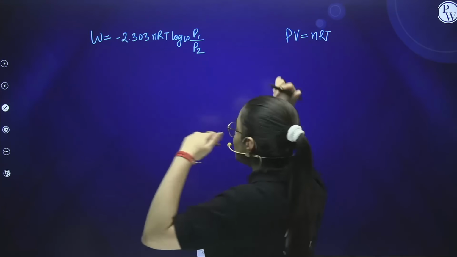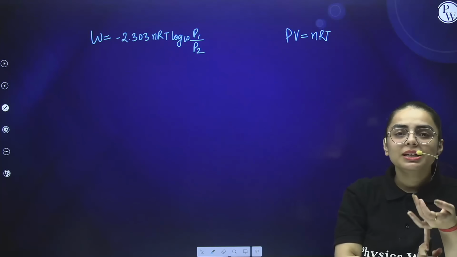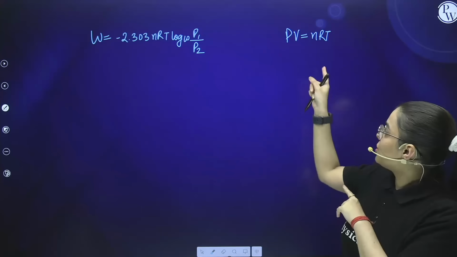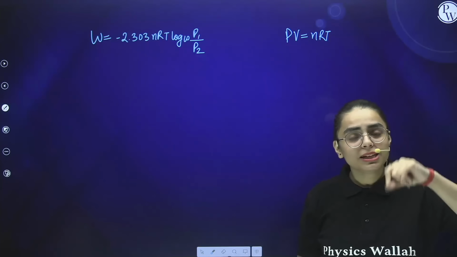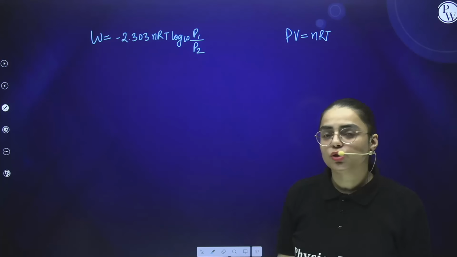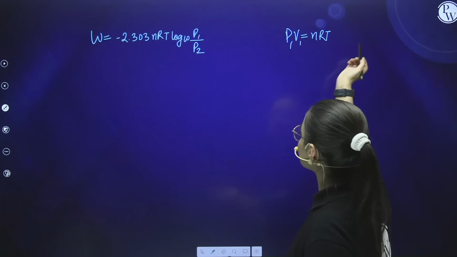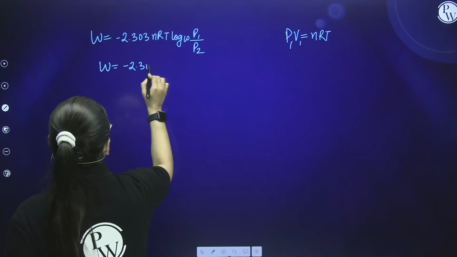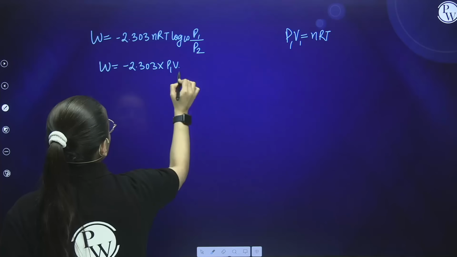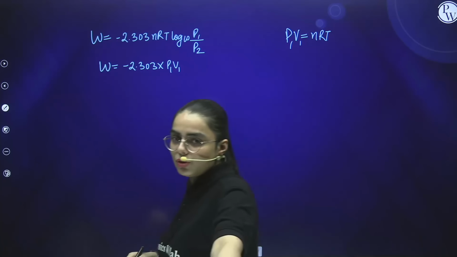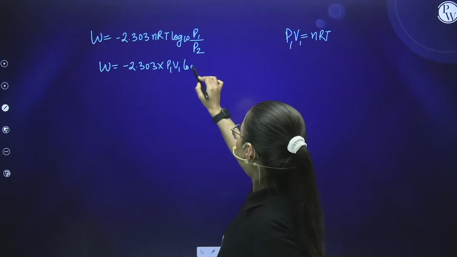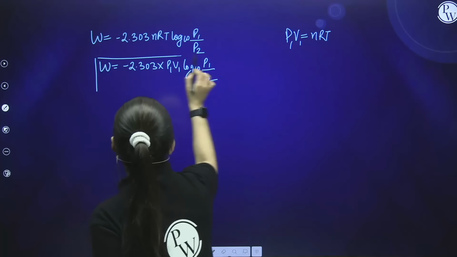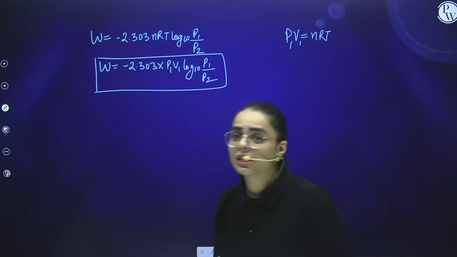Now whatever the situation given to you, if you have been given the first state, for example P1 V1, then you can use this formula and replace nRT by P1 V1. If you have been given P2 V2, kindly replace it with P2 V2. So for example, if I write P1 V1 is equal to nRT, I'm going to replace it over here. What am I going to get? W is equal to minus 2.303 into P1 V1, or you can write P2 V2 with respect to your question, into log to the base 10 P1 by P2. So this is one more formula that you can derive for the case of reversible isothermal process.